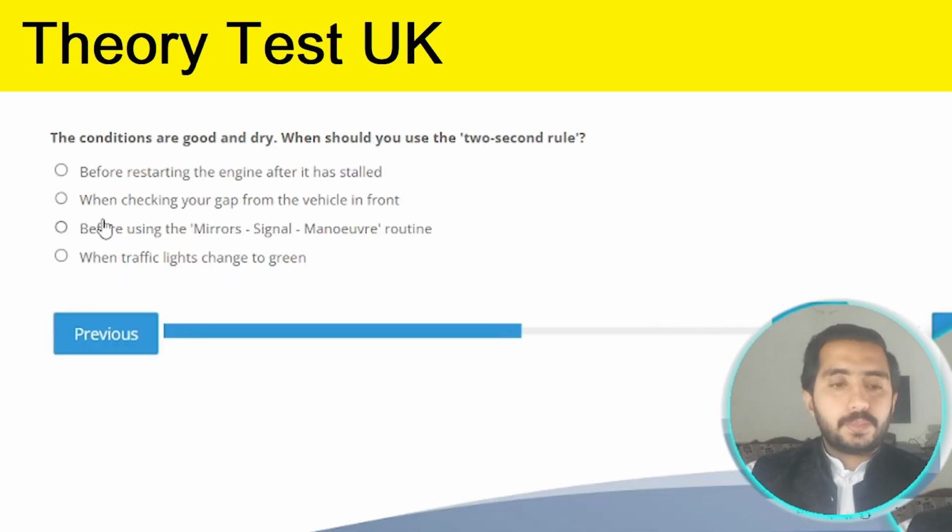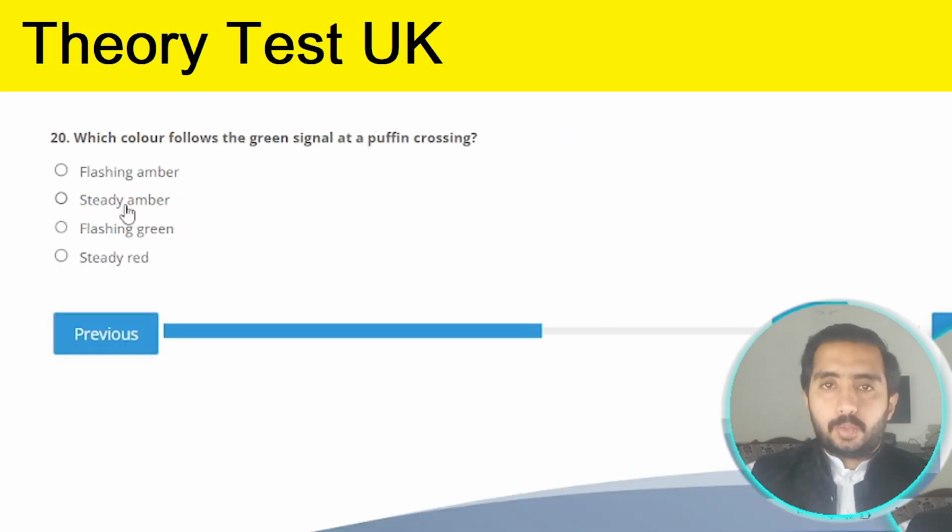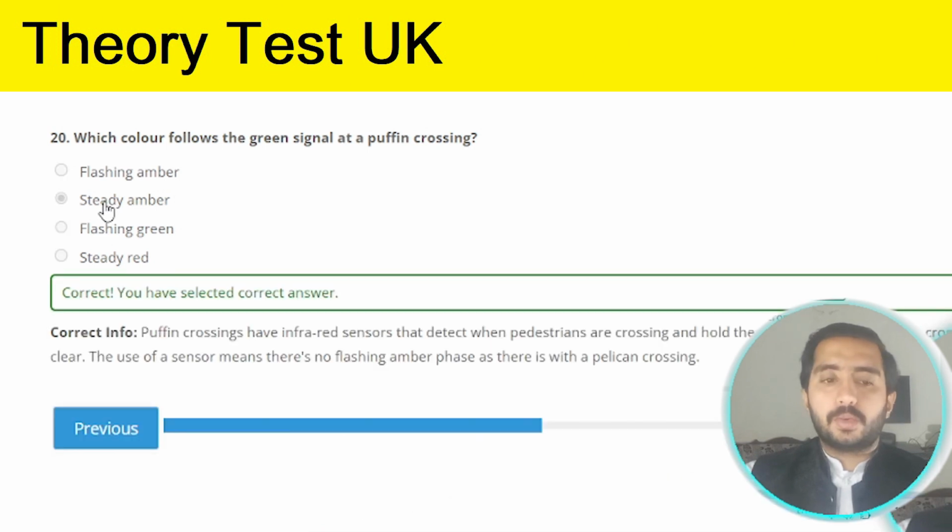Next one, the conditions are good and dry. When should you use the 2-second rule? The 2-second rule will be used when checking your gap from the vehicle in front. Option B is the correct one. Next question, question number 20. Which colors follow the green signal at a Puffin crossing? Remember, at a Puffin crossing, the green signal will be followed by a steady amber. Option B is the correct one.